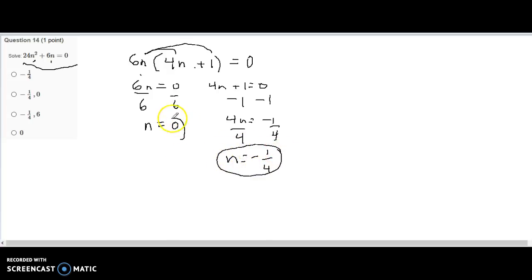I'm not going to take the time to do it right now, but I also highly recommend that you check your answers. Check by just going back to the original equation, replacing n with what it equals. So we can check n equals 0 by replacing n with 0 and seeing whether or not 24 times 0 squared plus 6 times 0 equals 0, and you'll find that it does. It also works when you check -1/4. 24 times -1/4 squared plus 6 times -1/4 also equals 0. And that check can be done with a calculator pretty easily, so it's definitely worth your time to check your work. All right, let's move on to the next question.